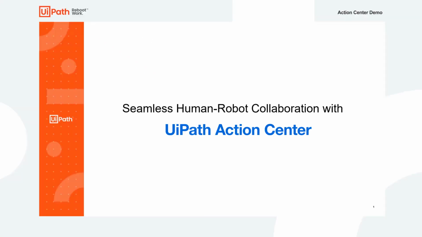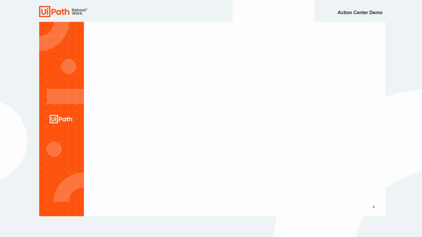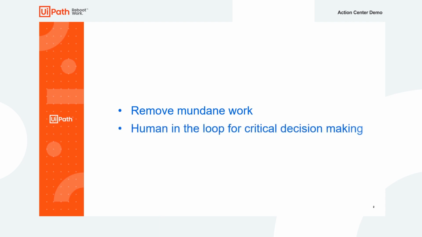Today, we're going to be showing UiPath Action Center. UiPath Action Center helps automate long and complex processes from start to finish through seamless human-robot collaboration from a single platform. Here, we will look at a complex automation for invoice processing that requires human-robot handoff of tasks. The goal is to remove the mundane work and bring humans in the loop only when needed to make critical decisions.